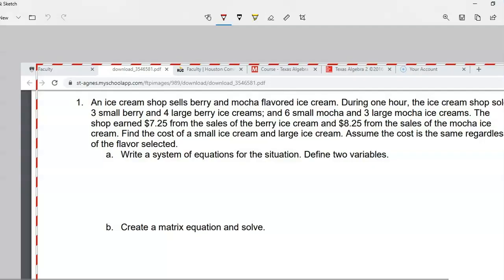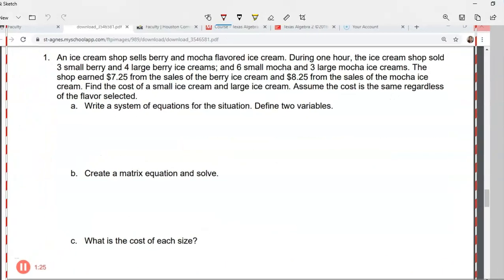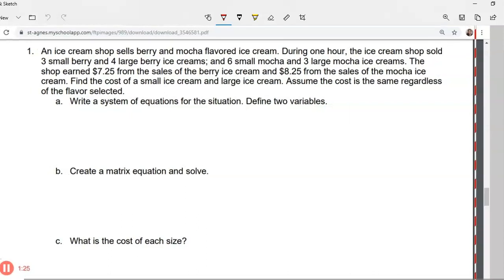An ice cream shop sells berry and mocha flavored ice cream. When I first read this, it took me multiple passes to read it for understanding. I got caught up in the flavors like berry and mocha, right? But you just keep reading, and I'm underlining that there's berry and mocha flavored ice cream. Now I keep reading.